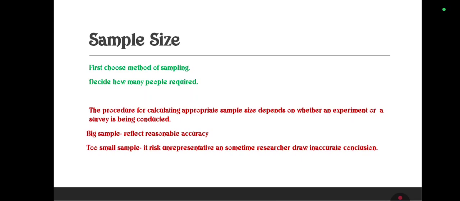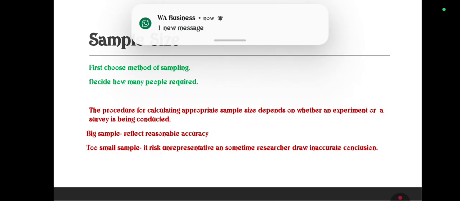However, there is a major disadvantage. The researcher should theoretically be able to access all the population members, and only then will he do the random sampling.